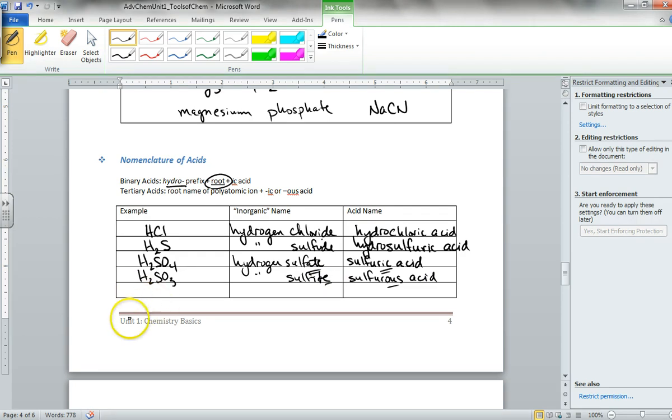One more example, H2CO3, hydrogen carbonate. Since it's the ATE ending, we change it to the IC ending, so this is carbonic acid.